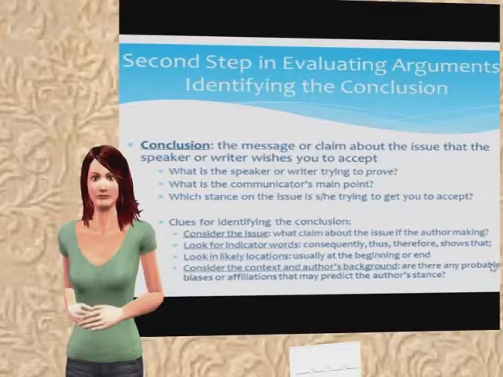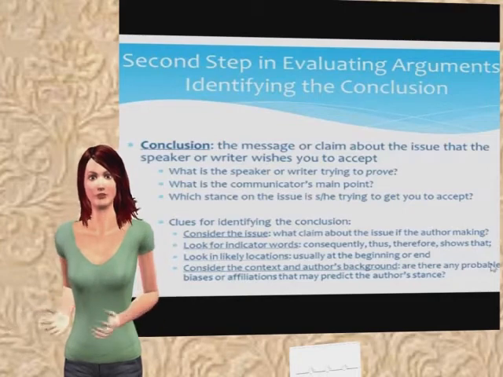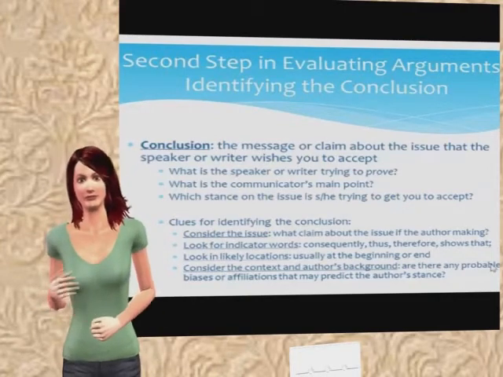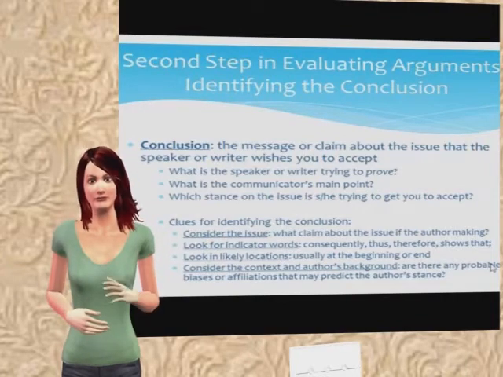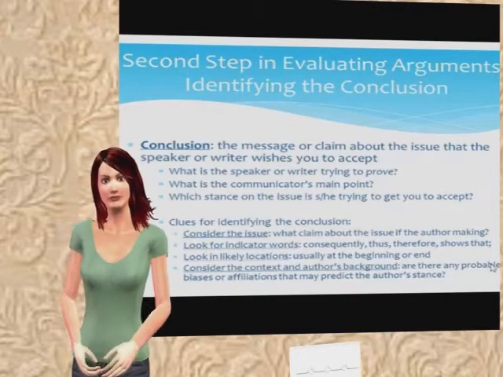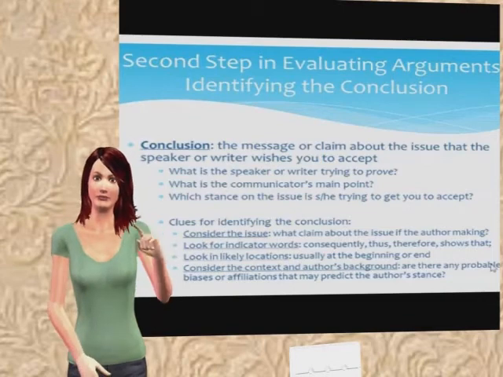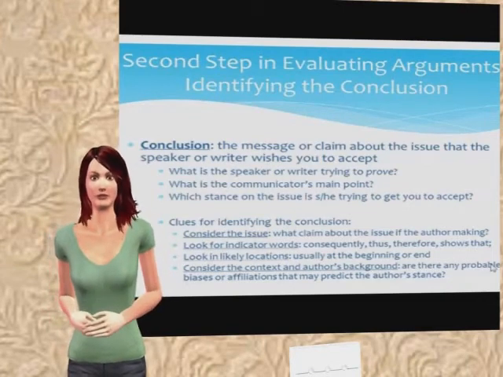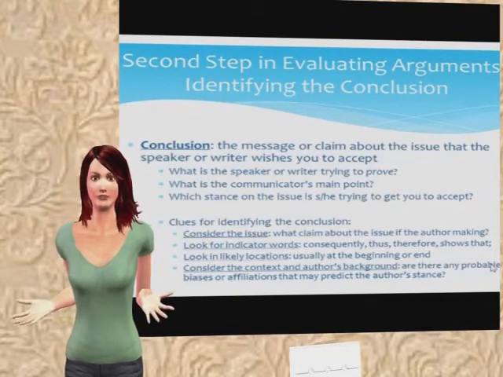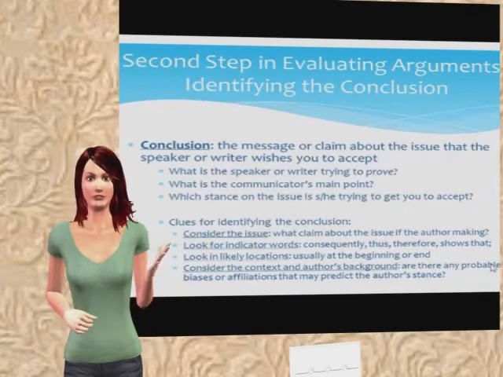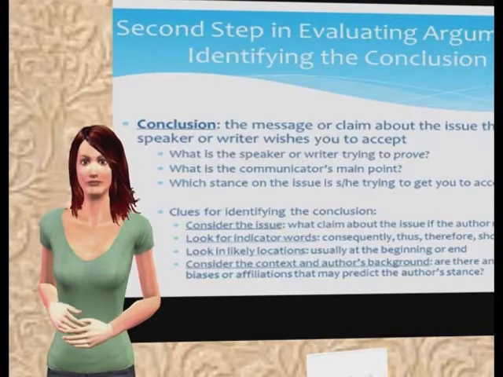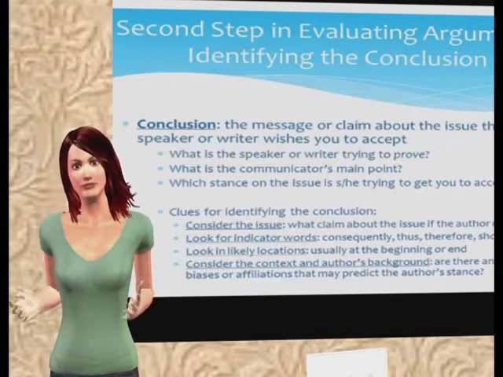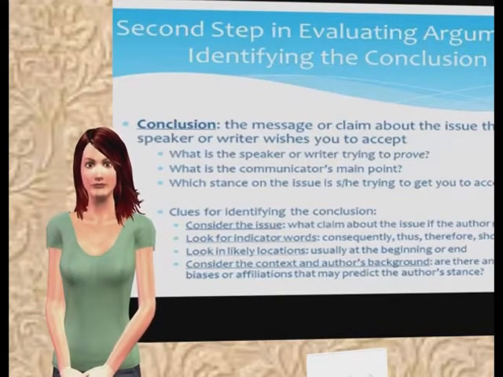Some additional clues for identifying conclusions are, consider the issue. What claim about the issue is the author making? Look for what Brown and Keeley call indicator words, such as consequently, thus, therefore, this evidence shows that. Look in likely locations. Most of the time, authors at either the beginning of the piece or the end will explicitly state what their conclusion on a topic is.